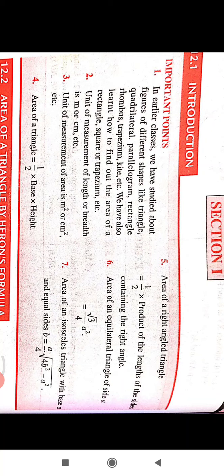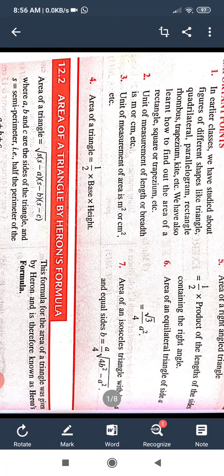Now a question arises. Area of a triangle equals 1/2 multiplied by base multiplied by altitude. But if there is no altitude given, for any type of triangle, then we can find the area by Heron's formula, and that is the name of the chapter, Heron's formula. By this formula we can find the area of any type of triangle. So now we are going to learn the area of a triangle by Heron's formula.